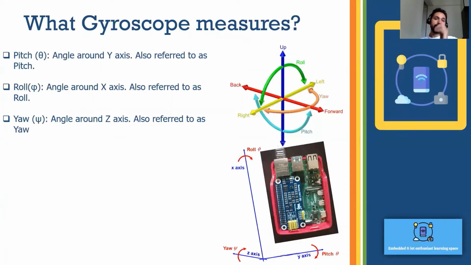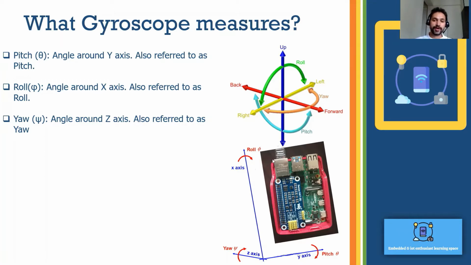So what does the gyroscope measure? We discussed that it measures the angular velocity. Angular velocity around the y-axis is referred to as pitch, which is theta, and angular velocity around the x-axis is referred to as roll, which we call phi, and then angular velocity around the z-axis is called yaw, which we call psi.